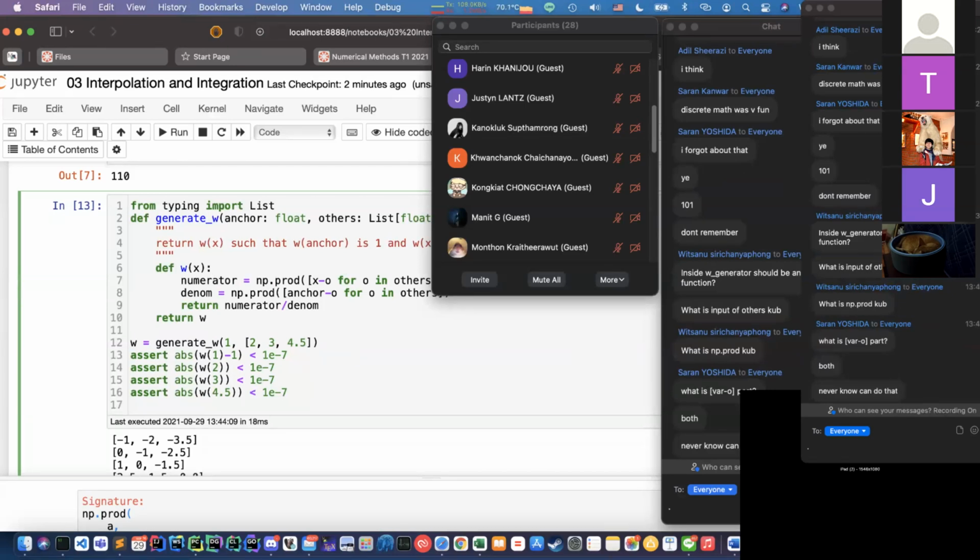Learn list comprehension, right? We learned list comprehension many times already. We did many list comprehensions. It makes your life 10 times easier.